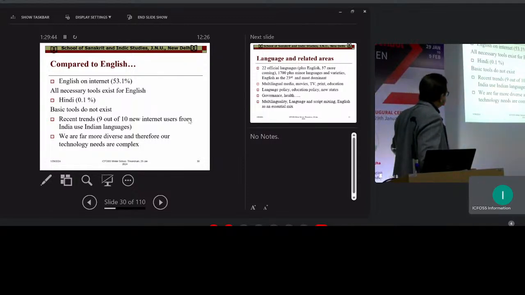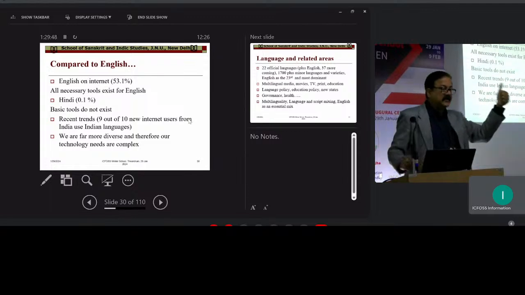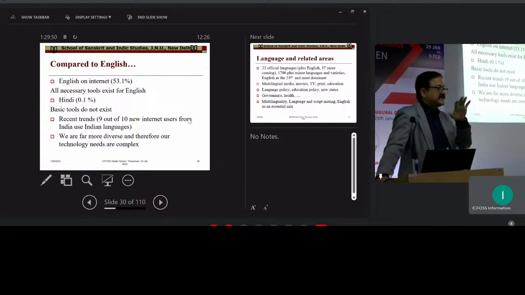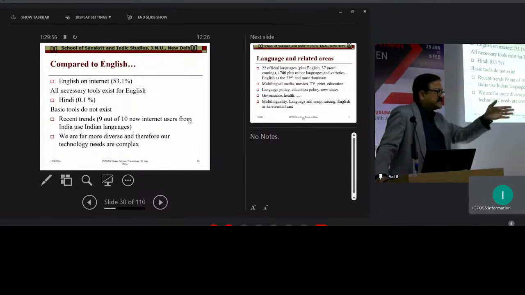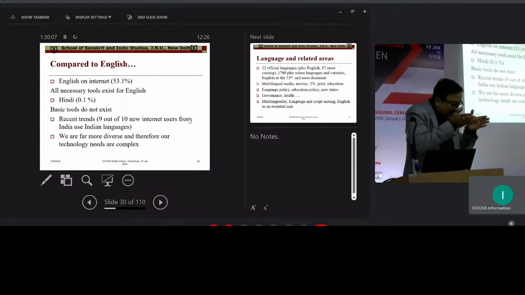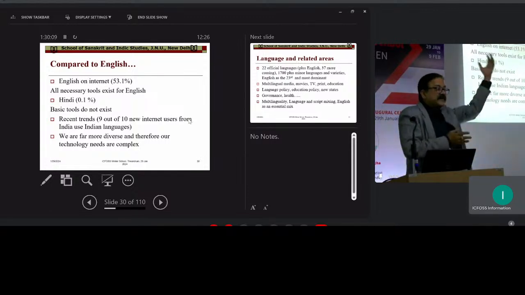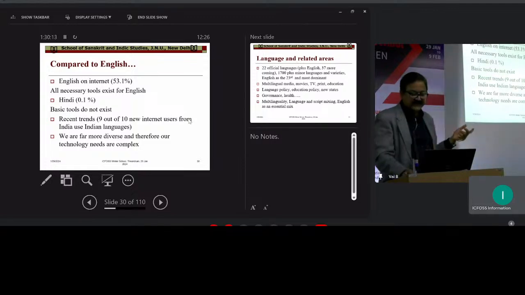We are far more diverse, and therefore our technologies are far more complex than in the European countries. In Europe, for example, there are 25 countries, perhaps 22 to 25 languages. Each country speaks one language, but we speak many languages. So our needs are very different from Europe's, and our models will be different from Europe's. We have to look at our own situation. We don't have to copy ChatGPT. That will not work, right? That's the important thing.